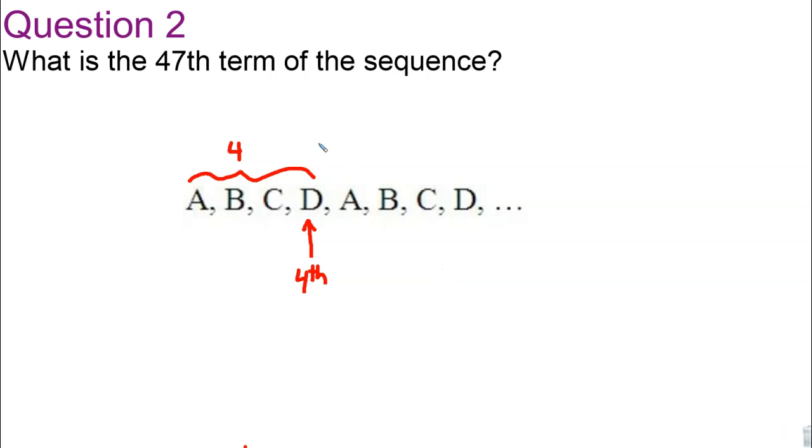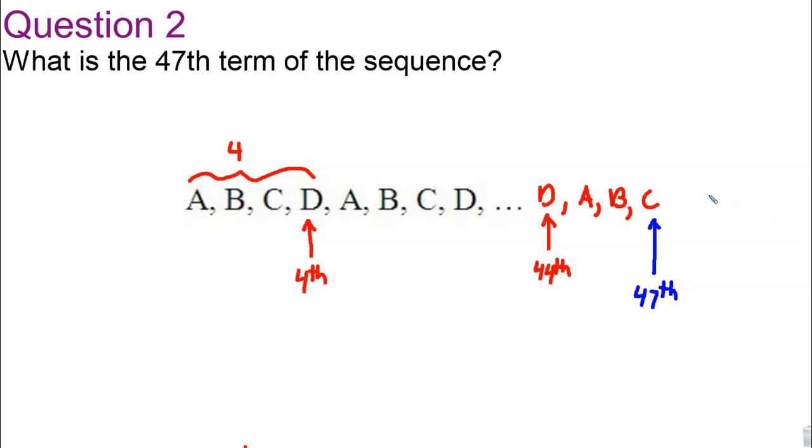So what I can do then is figure out a number that's not necessarily the 47th term, but something that's close to it that's divisible by 4. For example, I know that the 44th term is divisible by 4, therefore it's a D. And what I can do is count up then. The 45th will be starting the pattern over in A. The 46th will be a B, and the 47th will be a C. So I know C is my 47th term.